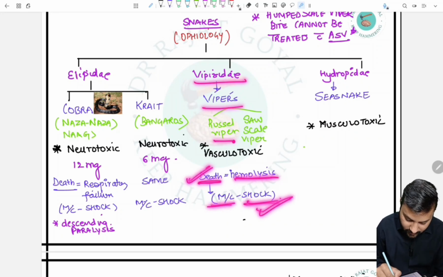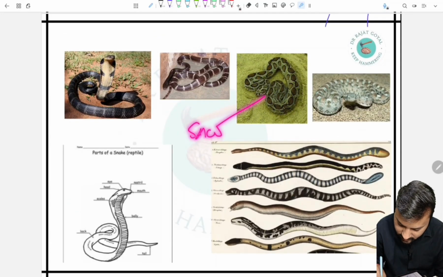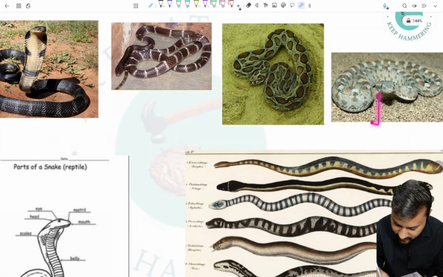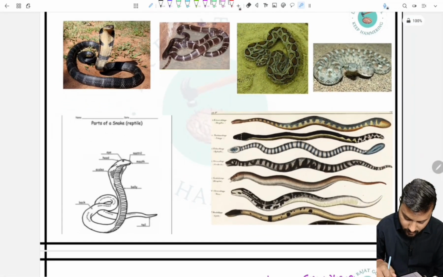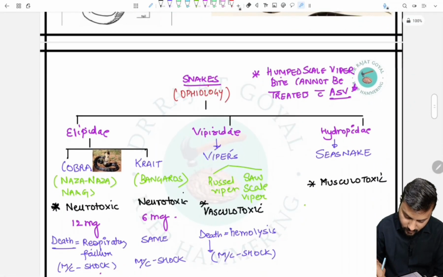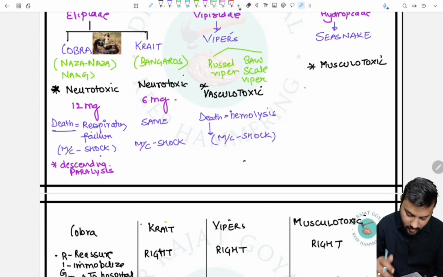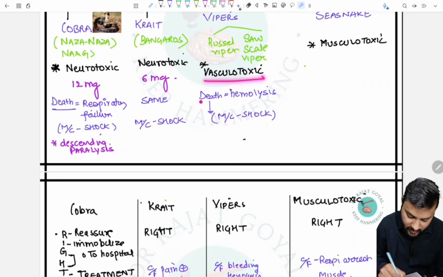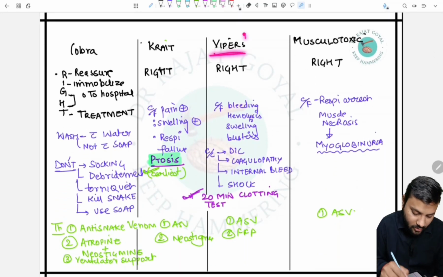Vipers can be Russell's viper or the saw-scaled viper. Here we have seen this is the saw-scaled viper, and the other big one is the Russell's viper. So Russell's viper and the saw-scaled viper both are vasculotoxic, and the cause of death is hemolysis. And in viper bite also, we have to follow the same first aid.